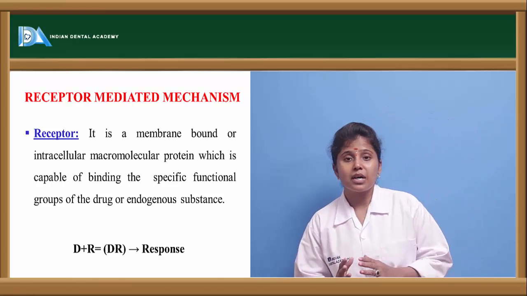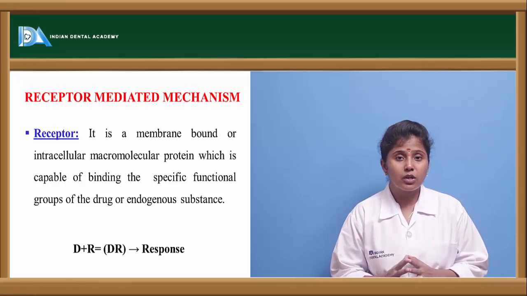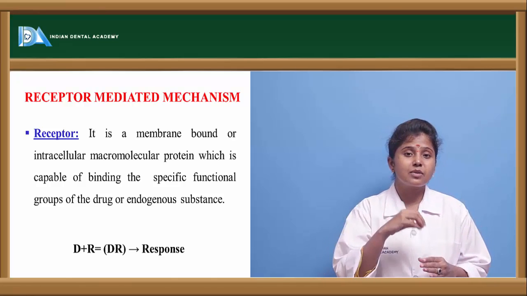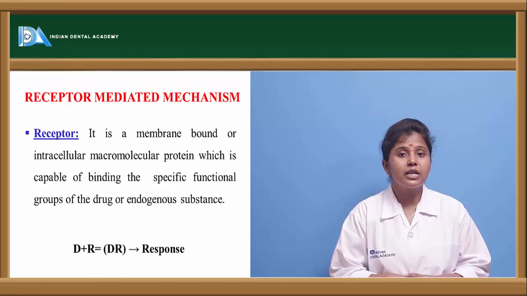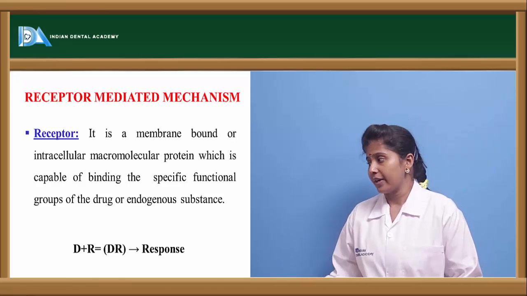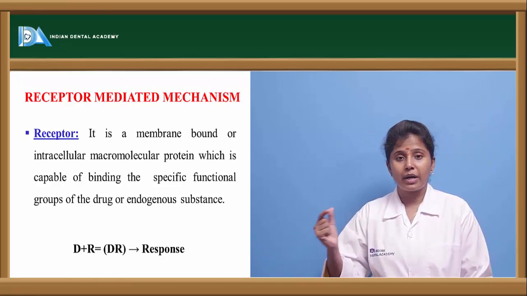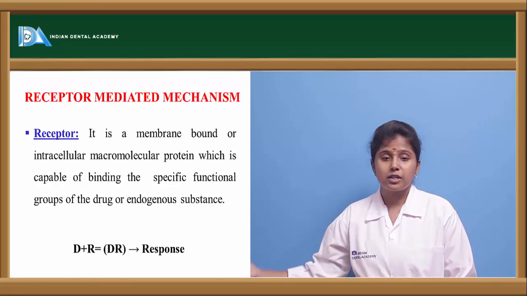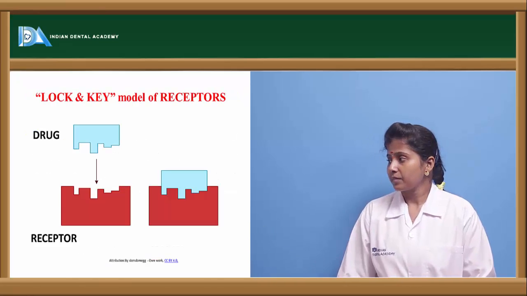So we saw that a receptor is a protein substance or a macromolecule which has some space for the drug to bind to it, and thereby the drug shows its effect. Here, if we see, the drug binds to the receptor and thereby shows a response.